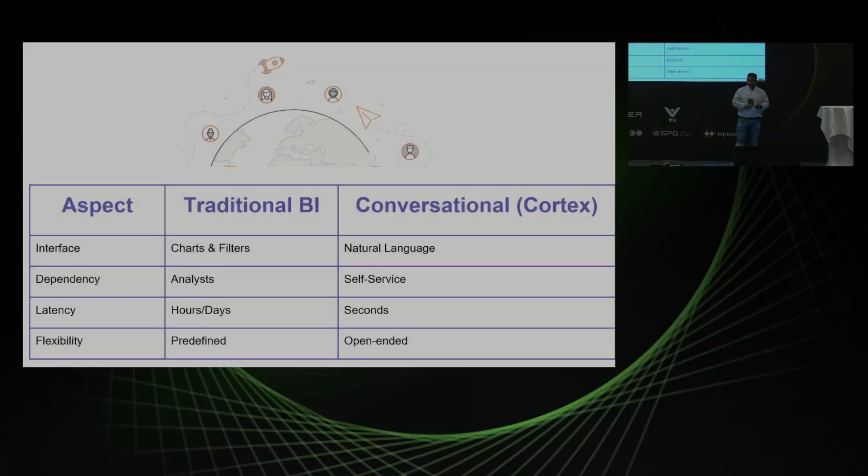And in this, if we look, we have different aspects. The interface in the traditional BI used to be charts and filters, but in conversational analytics, in terms of Snowflake, it's Cortex, it's natural language. In traditional BI, the dependency was on analysts, whereas in the new world, it is self-served, an independent entity.